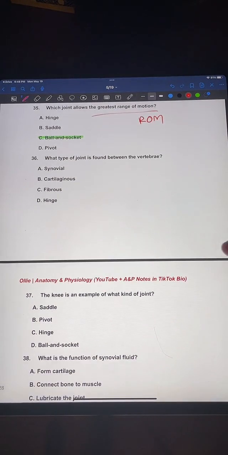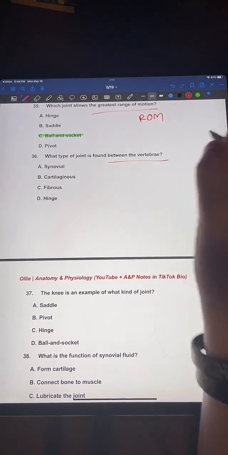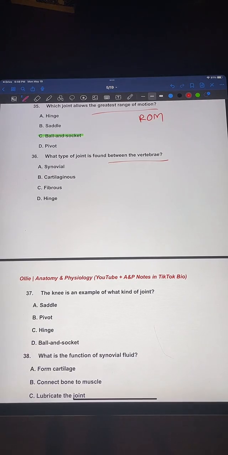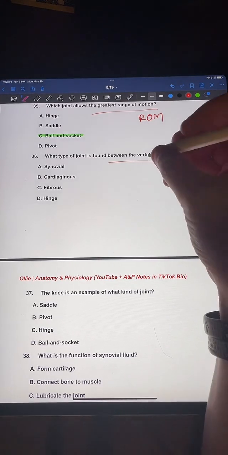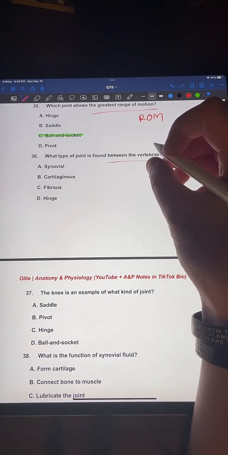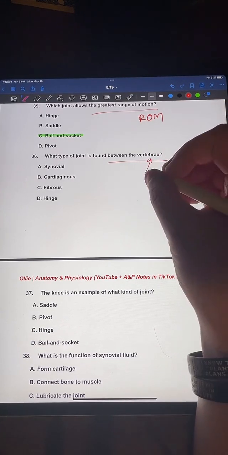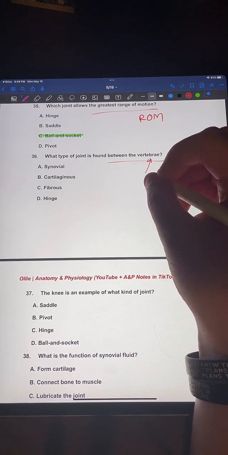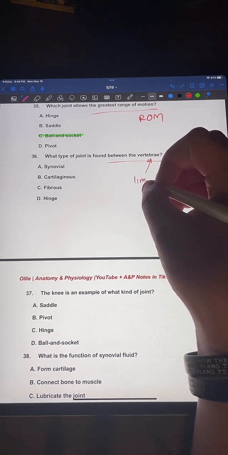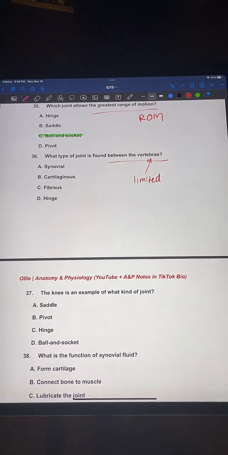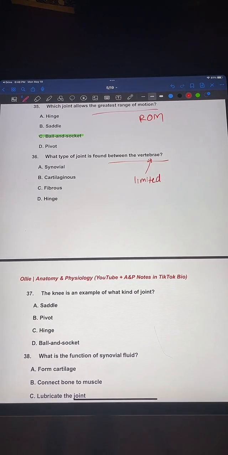Alrighty, moving on. Number 36, which type of joint is found between the vertebrae? So I think we want to allow some movement, but if we're talking about the vertebrae, we don't want to hit the scorpion pose. You don't want to fold like a lawn chair, so it's very limited movement.